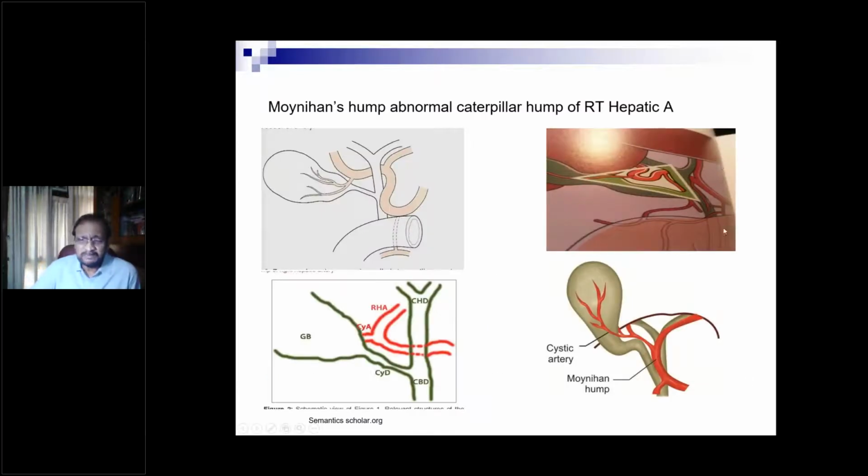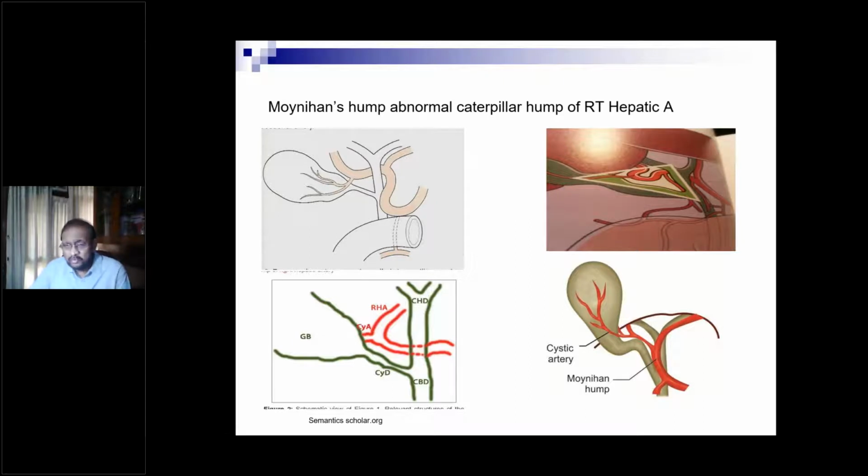This is Moynihan's hump. See, this is the hump. The right hepatic artery, a very short cystic artery. This is the Calot's triangle, and you find the course of the right hepatic artery. And you say, what do you do? You dissect out here, you cut out here, and you cut the right hepatic artery. Now what happens? When you dissect, now you have a spurter from here. So you have to cut this also. So you're basically looking at abnormal Moynihan's caterpillar hump due to abnormal cystic artery, abnormal right hepatic artery.